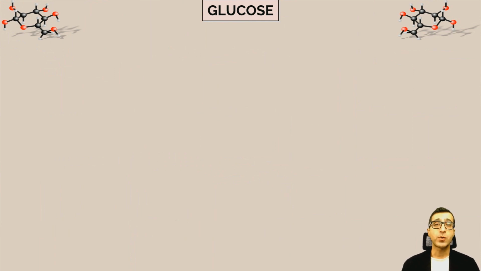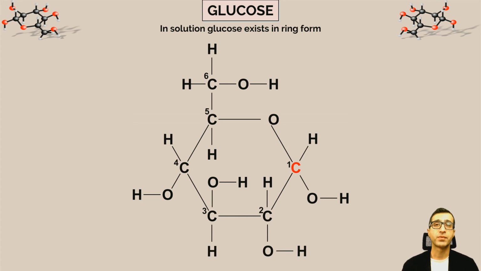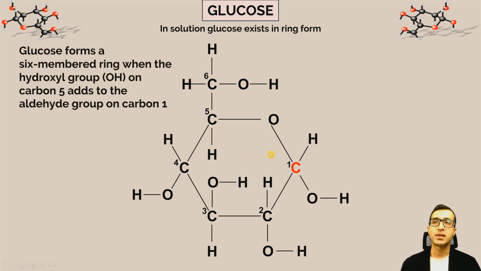Now, in aqueous solution, glucose exists in a ring form that looks like this. So, glucose forms a 6-membered ring. Now, this is not a 6-carbon ring. The 6th carbon of glucose is this carbon here, but glucose forms a 6-membered ring in this manner. So, the hydroxyl group on carbon 5 bonds to the aldehyde on carbon 1 and forms this ether linkage that we see here.